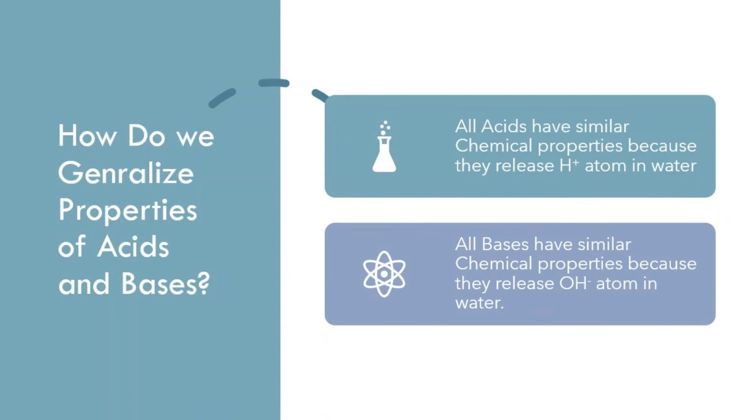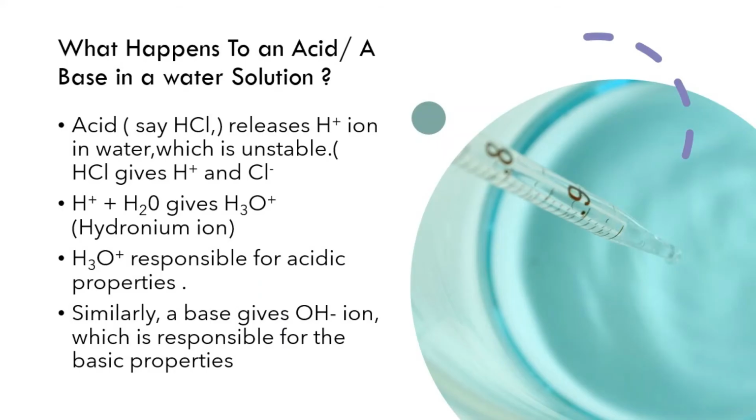So how do we generalize the properties of acids and bases? The reason all acids have similar properties, and all bases have similar properties, is because they have something in common. All acids, as we come to know through particular experiments, have the hydrogen ion in common. That is, they release hydrogen ions, which are responsible for their acidic activities. All bases have the hydroxide ion in common, which is responsible for their basic activities.